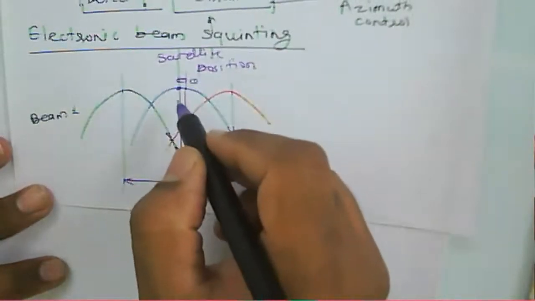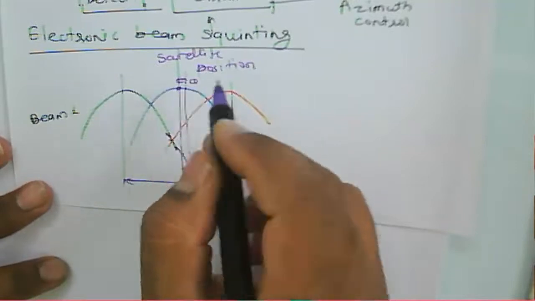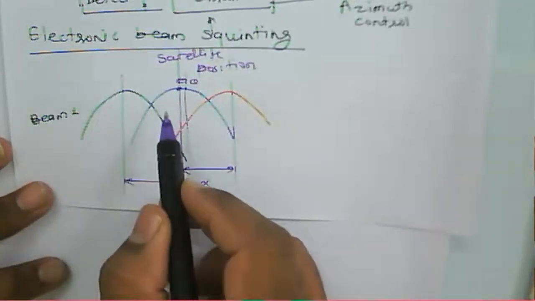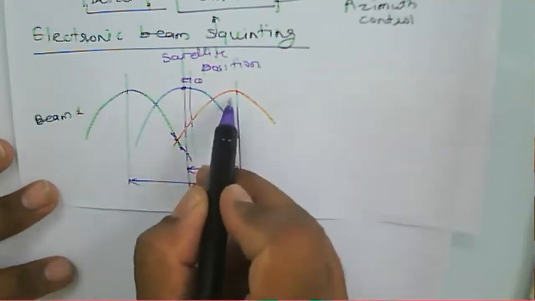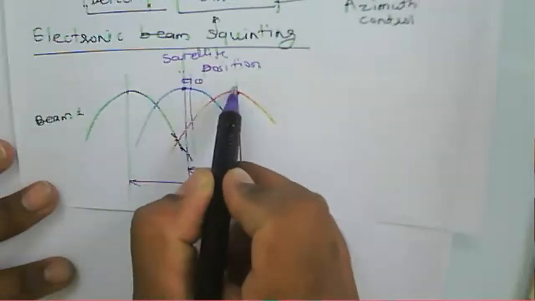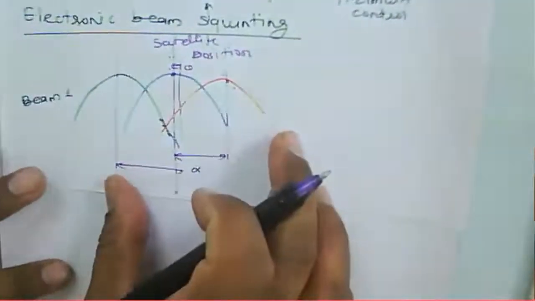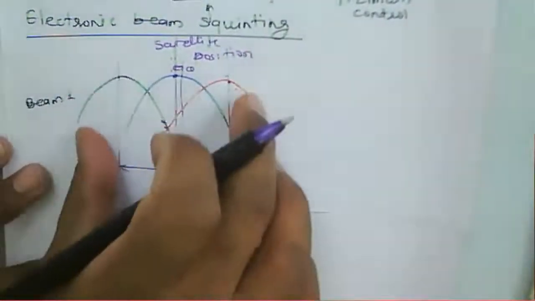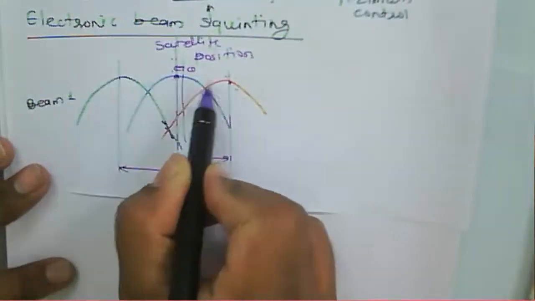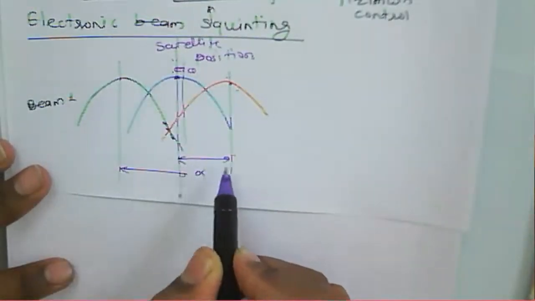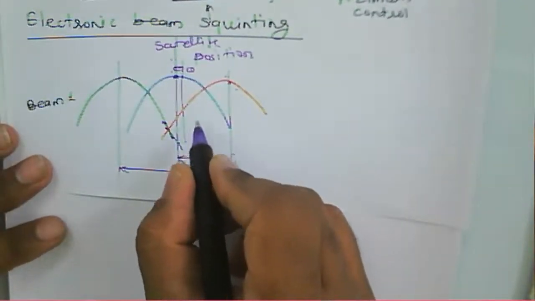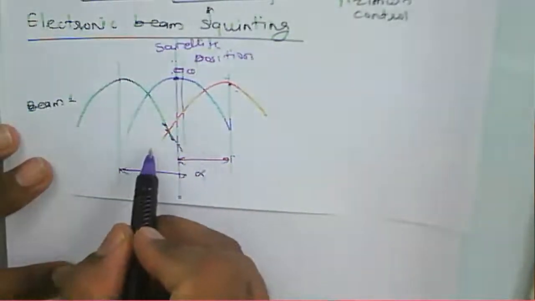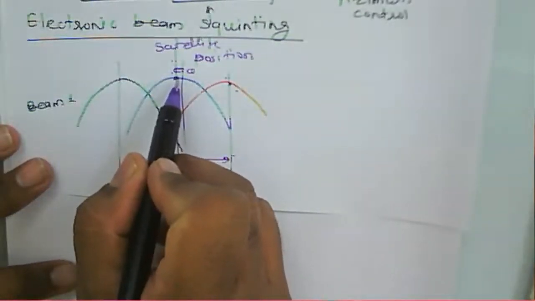So here the beam squinting means what? We have two different beams, and those two beams have a squint angle of alpha, with beam 1 with respect to this boresight of the antenna. This is the boresight of the antenna, and here we have the satellite position. So from this to this is the squint angle alpha from the boresight of the antenna. The boresight is deflected from the satellite axis by an angle theta.